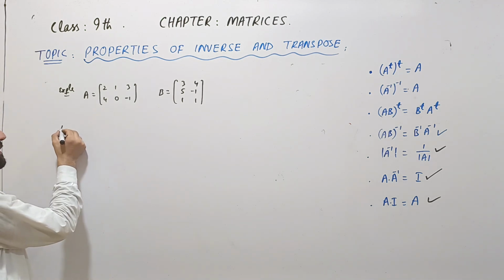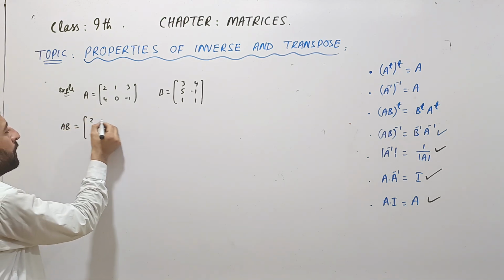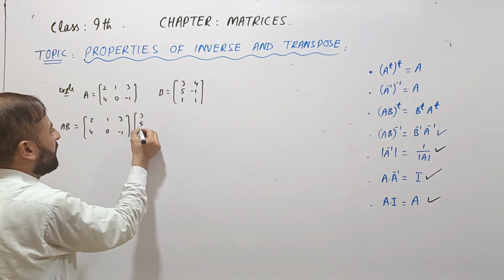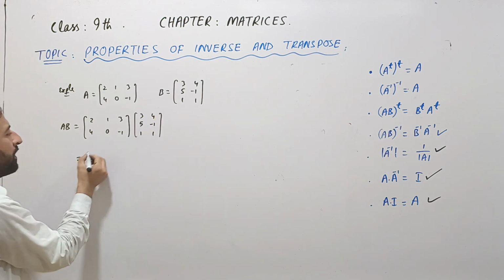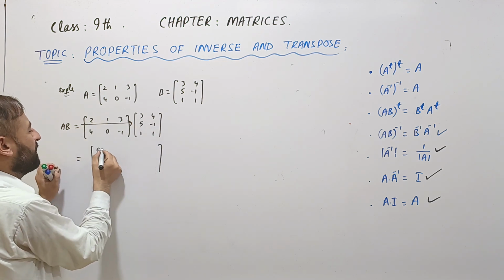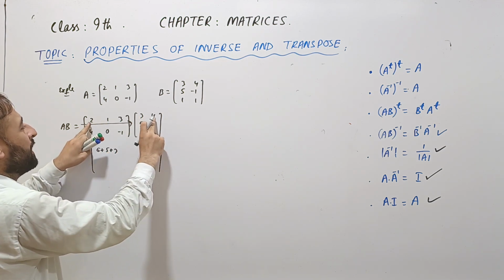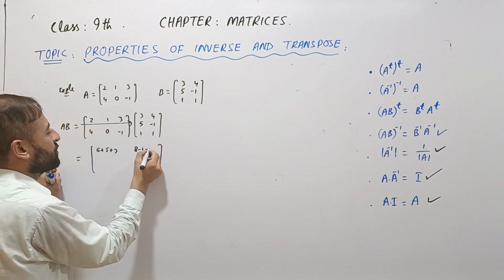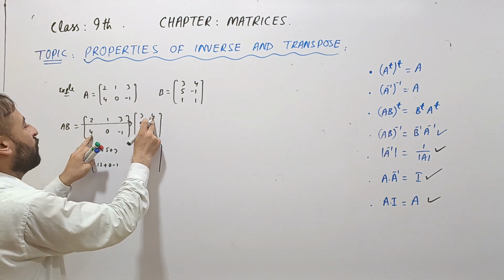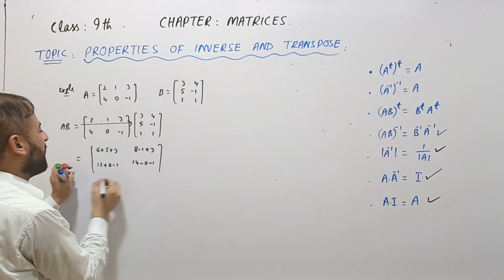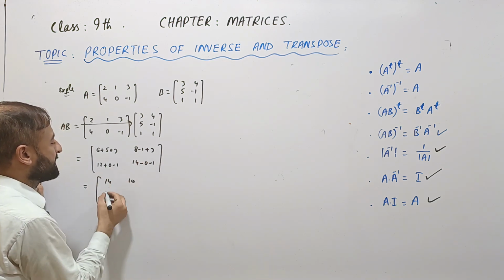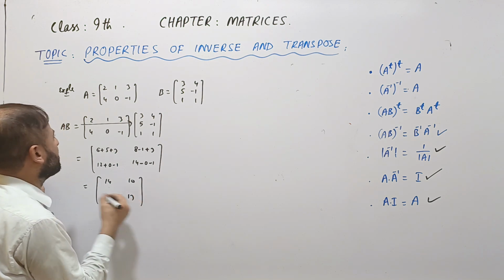First, you find AB. A is 2, 1, 3, 4, 0, minus 1, and B is 3, 5, 1, 4, minus 1, 1. Multiply them, my sweet students. First row, first column: 6 plus 5 plus 3. First row, second column: 8 minus 1 plus 3. Second row, first column: 12 plus 0 minus 1. Second row, second column: 14 minus 0 minus 1. So it is equal to 14 and 10, 11, 13. This is AB.